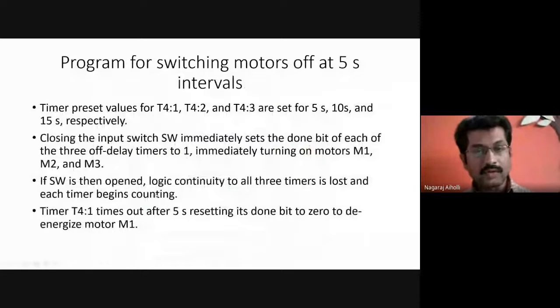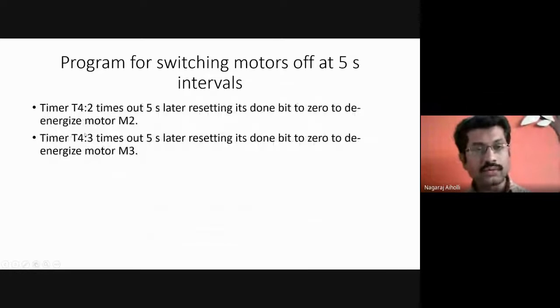The switch is then opened, logic continuity to all 3 timers is lost, and each timer begins counting. Timer 4:1 times out after 5 seconds, resetting its done bit to 0 to de-energize motor M1. Then timer 4:2 times out, later resetting its done bit to 0 to de-energize motor M2. Then similarly, timer 4:3 after 15 seconds resets its done bit to 0 to de-energize the motor M3.